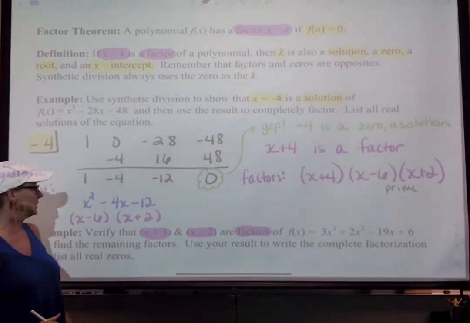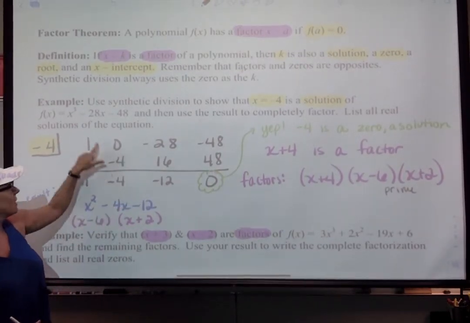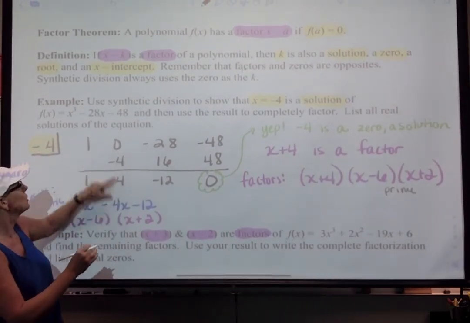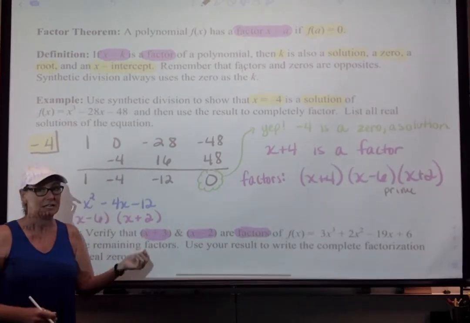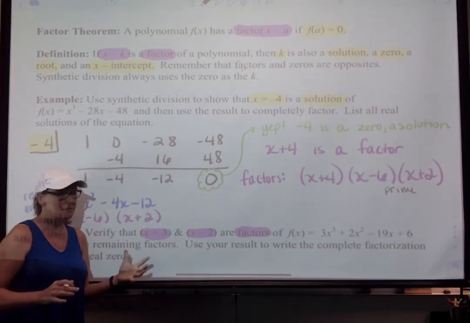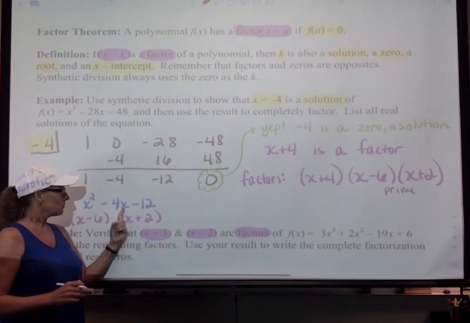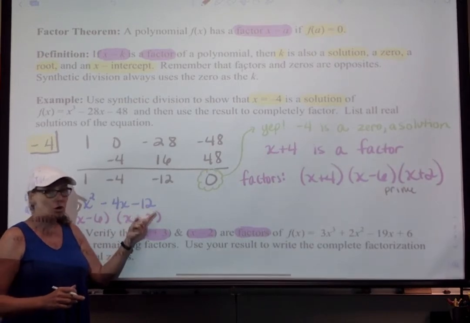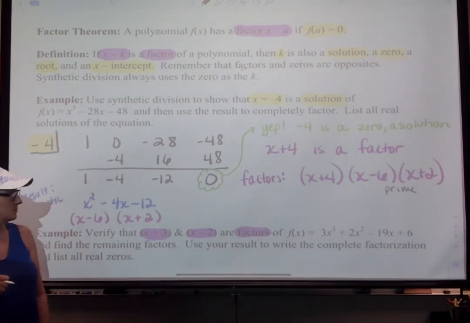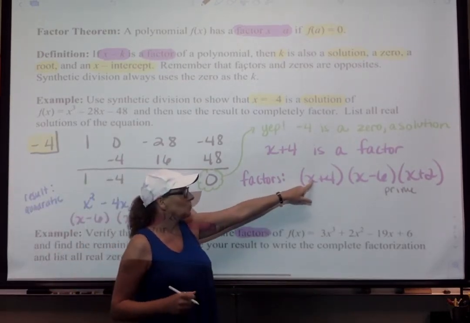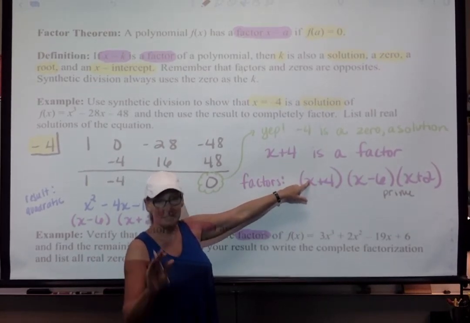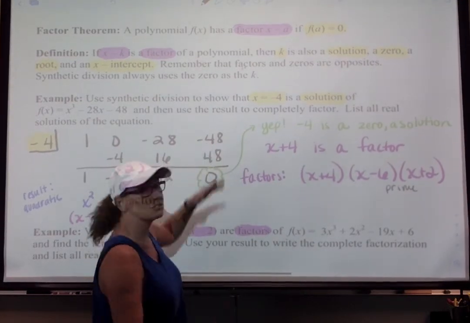You know what else is kind of cool? Remember the quadratic that I got when I did my synthetic division? This quadratic goes into my cubic evenly. The blue is a factor. Is this blue right here a prime factor? No, because I could factor it even more. So this is what it means when it says factor it completely: factor it till you can't factor anymore.